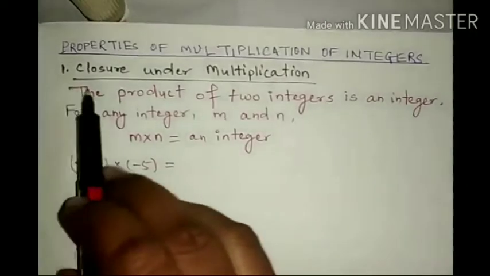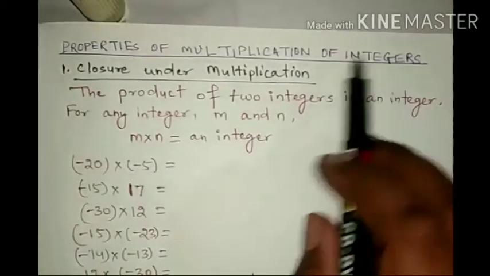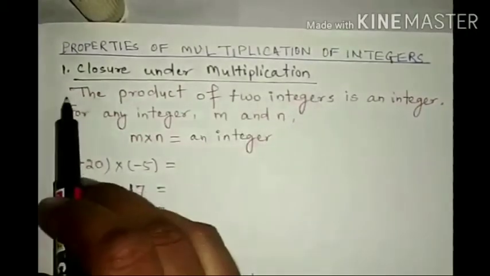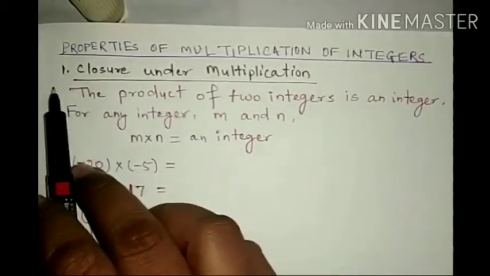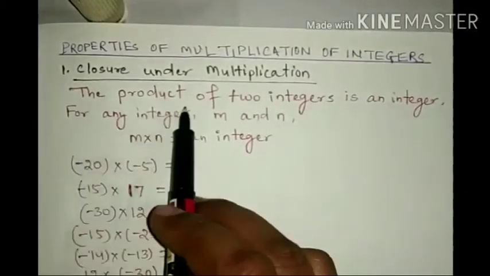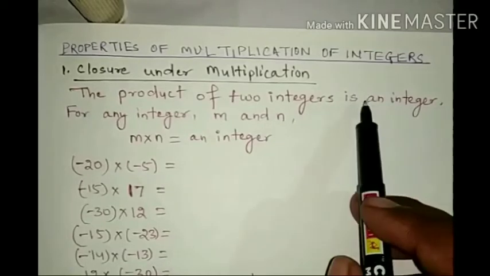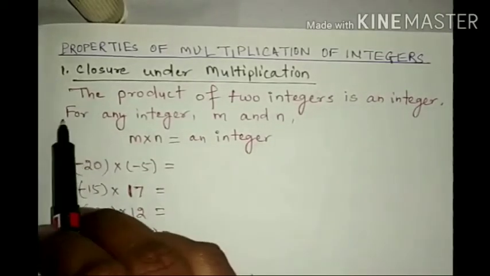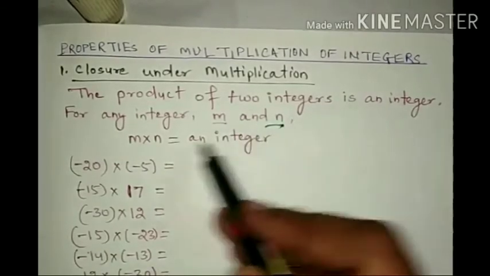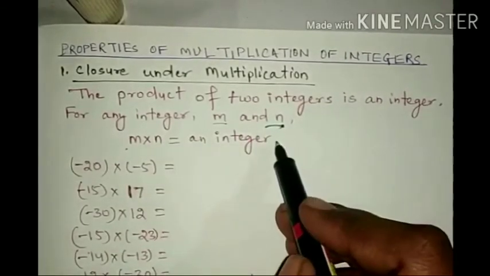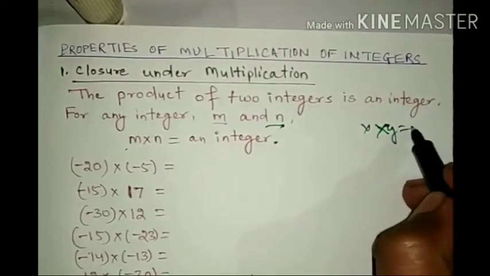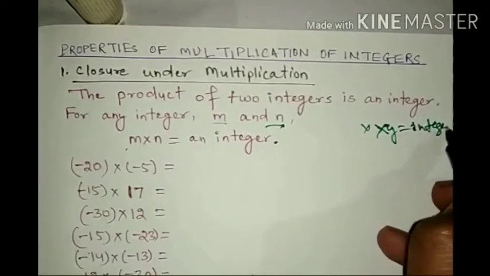Next is properties of multiplication of integers. Like that, we have studied properties of addition of integers. So, properties of multiplication of integers. Number one property, closure under multiplication. It is what? The product of any two integers is an integer. For example, for any integers m and n, m into n is equal to an integer. If x and y are integers, then x into y is also an integer.